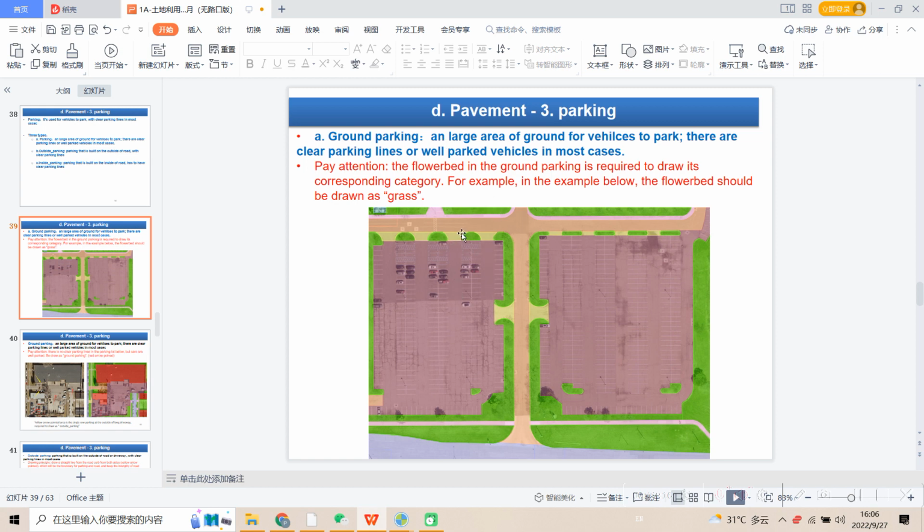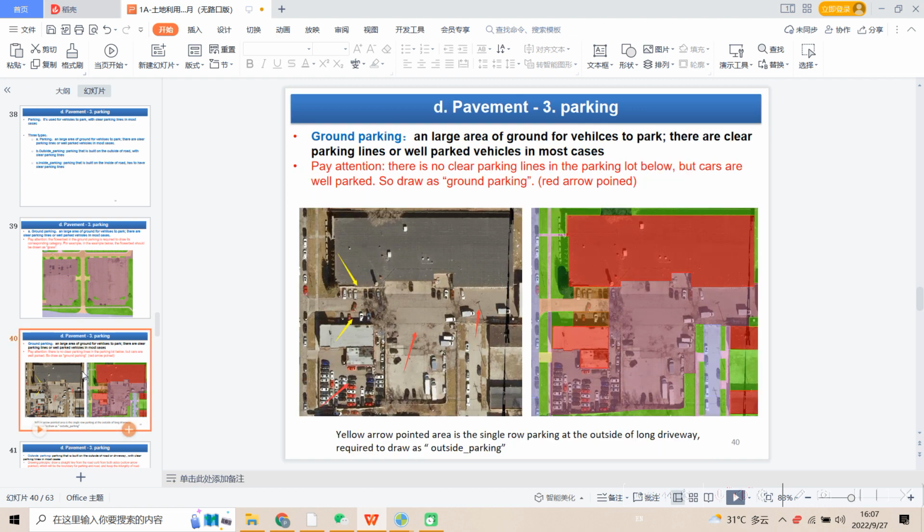So first is ground parking. It's a large area of ground for vehicles to park. As you can see, there are clear parking lines and there are well-parked vehicles in most cases. So be careful that the flower bed in the ground parking needs to be excluded and drawn as its corresponding category. For example, in this example below, the flower bed has been drawn as grass.